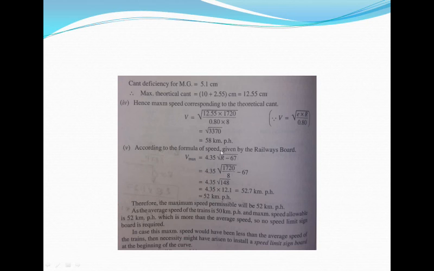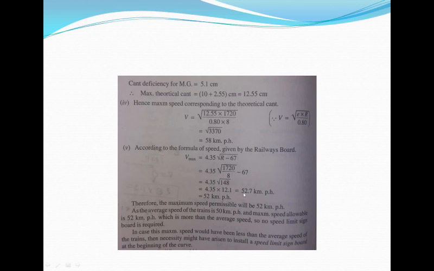According to the formula of speed given by the Railway Board, Vmax is equal to 4.35 square root of R minus 67. Vmax is nothing but the maximum allowable speed. These things I have given you in the notes itself. This is also very important in order to solve the problems. This V I have got from the theoretical cant formula, that is V is equal to square root of E into R divided by 0.8, and Vmax is equal to 4.35 square root of R minus 67. This is a very important formula.